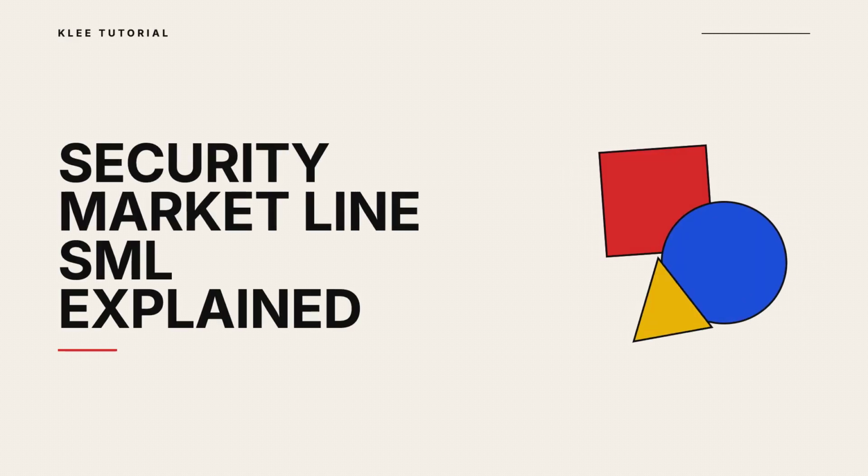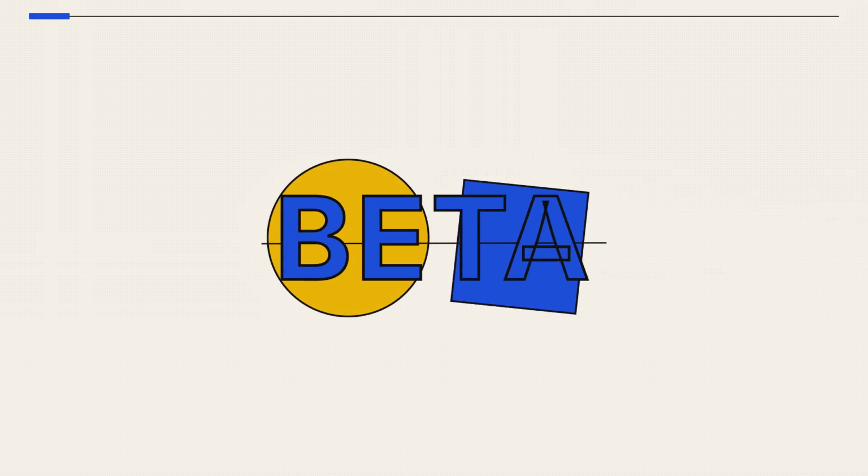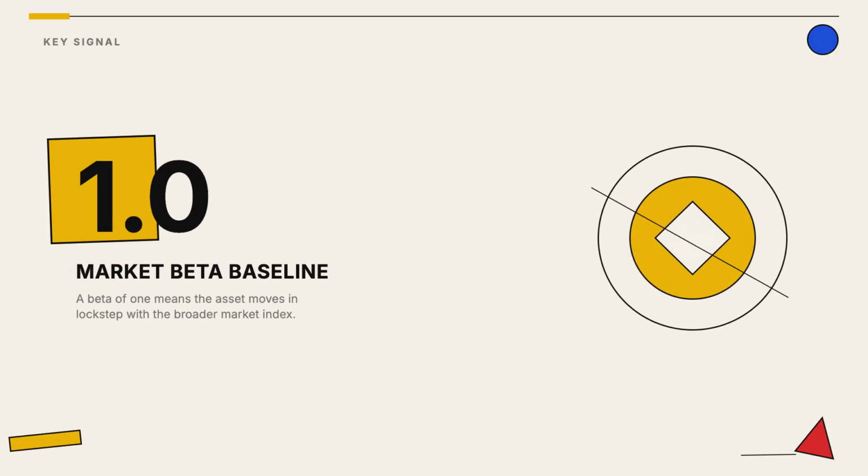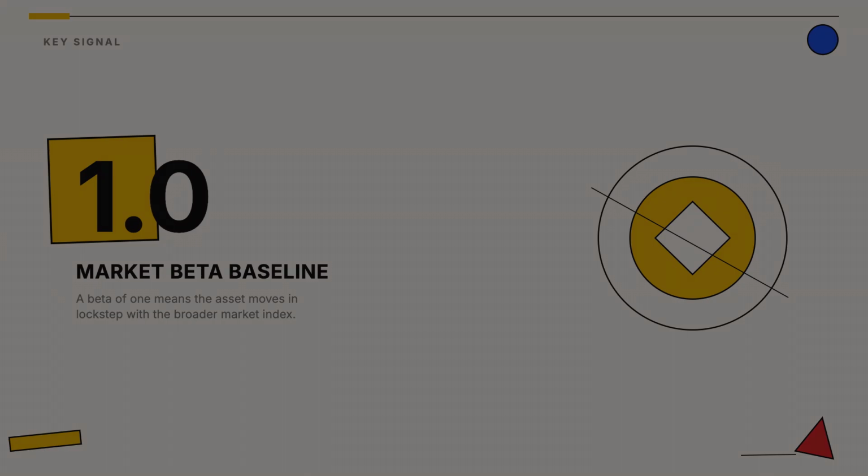The security market line is a visual tool investors use to understand the relationship between risk and expected return in the stock market. To understand the line, we first have to look at beta, which measures how much a stock moves compared to the overall market. The market itself has a beta of 1. Anything higher is considered more volatile, while anything lower is generally more stable.